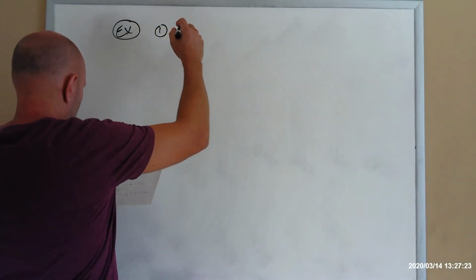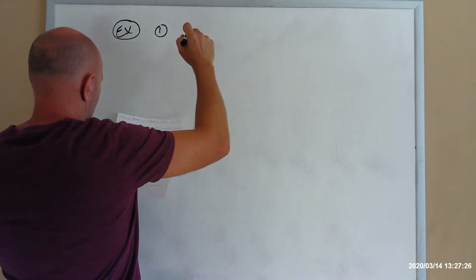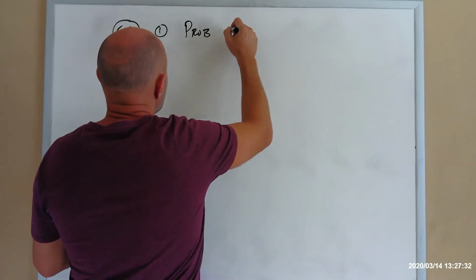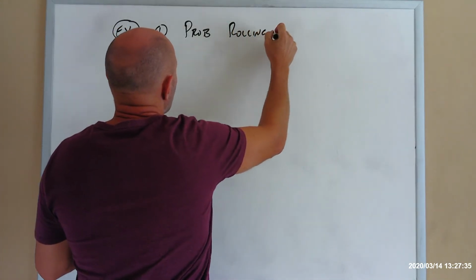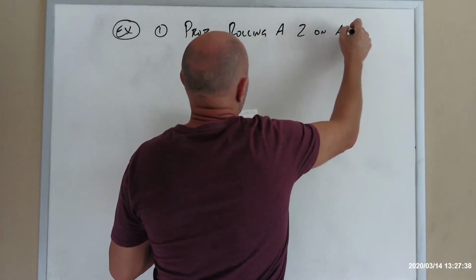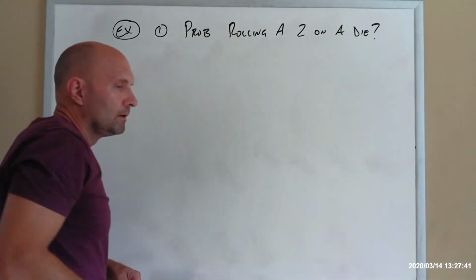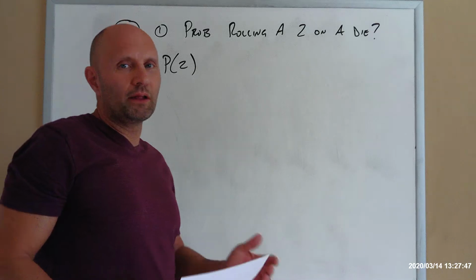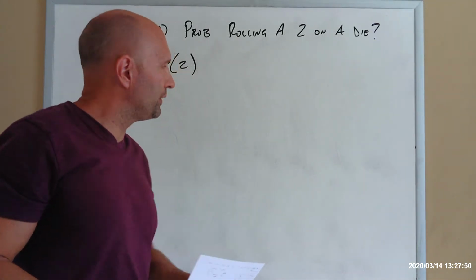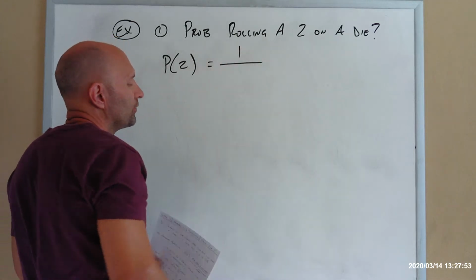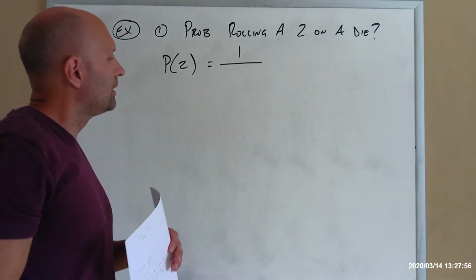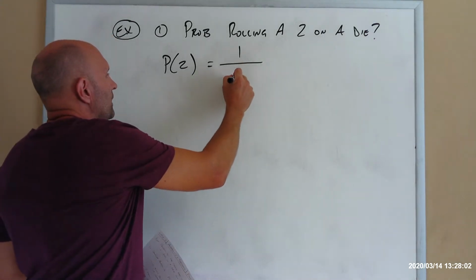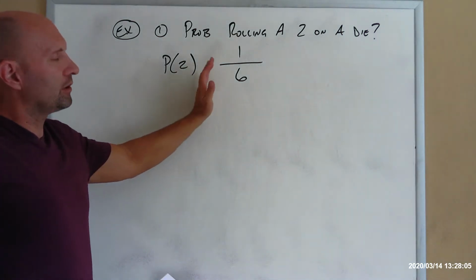So the first example, and again, we're talking about a fair die here. What's the probability of rolling a 2 on a die? So P of 2, the probability of getting a 2. Well, on a 6-sided die, how many 2s are there? There's only 1. That's what goes in the numerator, the number of ways it can happen. How many different ways can it come up? Well, there's 1, 2, 3, 4, 5, or 6. So there are 6 potential numbers that could come up. So the answer for this would be 1/6.